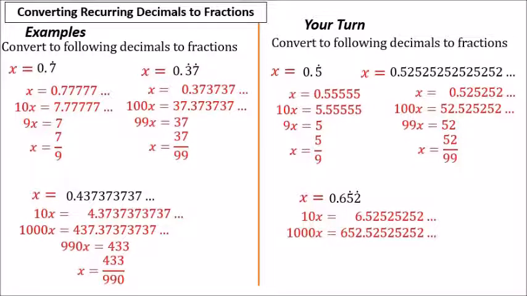652.525252. And then we can do one take away the other, so 1000x take away 10x to get rid of the recurring part of the decimal, to get 652 take away 6, which is 646. So 990x is 646. So x is 646 over 990, but you have to be careful to look out for fractions that simplify.